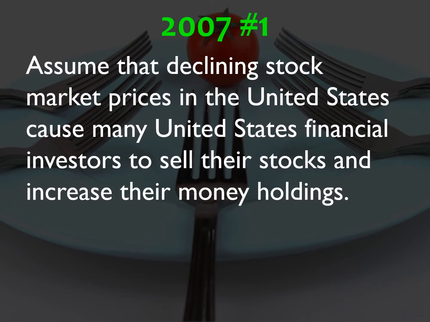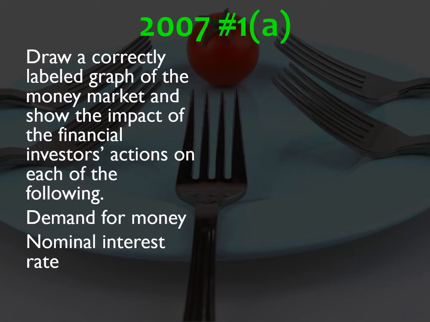So 2007, number one. Assume that declining stock market prices in the U.S. cause many U.S. financial investors to sell their stocks and to increase their money holdings. Draw a correctly labeled graph of the money market and show the impact of the financial investors' actions on each of the following: demand for money and nominal interest rate.